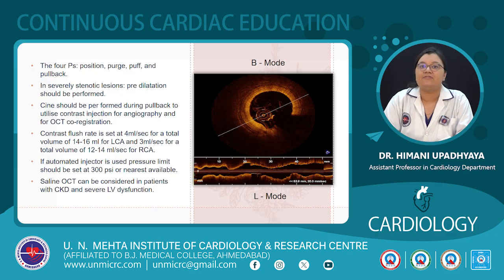Contrast flush rate is set at 4 ml per second for a total volume of 14 to 16 ml for the left coronary artery, and 3 ml per second for a total volume of 12 to 14 ml for the right coronary artery. If an automated injector is used, the pressure limit should be set at 300 psi or the nearest available. Saline OCT can be considered in patients with CKD and severe LV dysfunction. As we can see in the image, the OCT shows a longitudinal L mode and cross-sectional images in B mode.